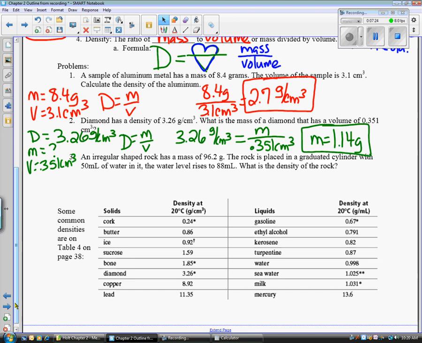Okay, so I did 3.26 times 0.351. Try it in a calculator. Make sure you get the same answers as me. Don't just write what I'm doing.